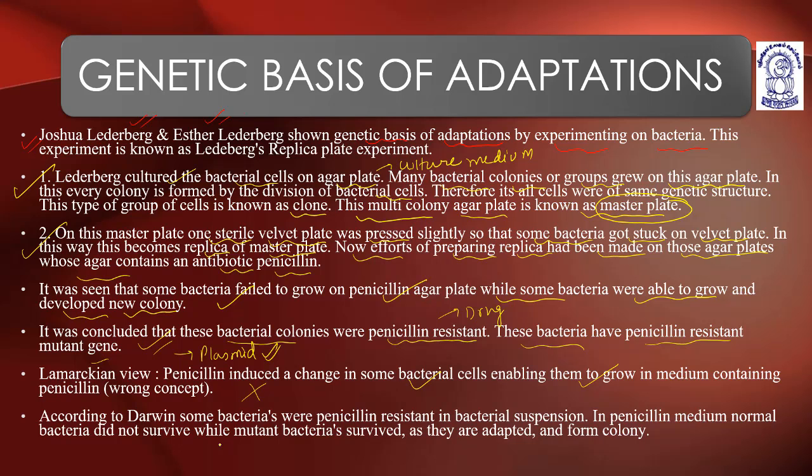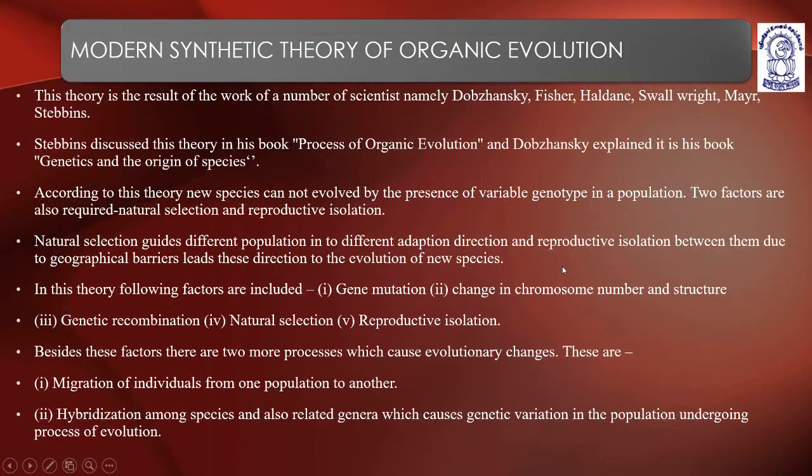According to Darwin, some bacteria were penicillin resistant in the bacterial suspension. In the penicillin medium, normal bacteria did not survive, while the mutant bacteria survived as they were adapted, and formed colonies. So that was the genetic basis of adaptation. The upcoming of new species, speciation, has a genetic background, and that seed was given by Lederberg's replica plate experiment. I hope this is clear. Now moving to the next topic, the modern synthetic theory of organic evolution.